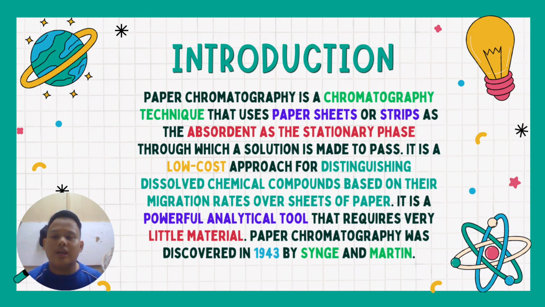Paper chromatography is a chromatography technique that uses paper sheets or strips as the absorbent, the stationary phase, through which a solution is made to pass. It is a low-cost approach for distinguishing dissolved chemical compounds based on their migration rates over sheets of paper. It is a powerful analytical tool that requires very little material. Paper chromatography was discovered in 1943 by Synge and Martin.